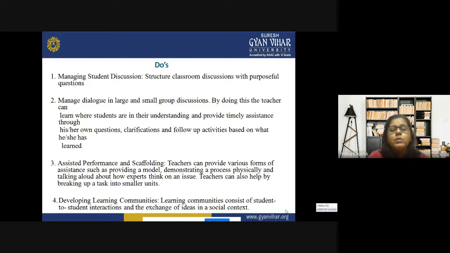Assistance, performance and scaffolding. Teachers can provide various forms of assistance such as providing a model, demonstrating a process physically, and talking aloud about how an expert talks on an issue. Teachers can also help by breaking up a task into smaller units. Developing learning communities: learning communities consist of student to student interaction and the exchange of ideas in a social context.